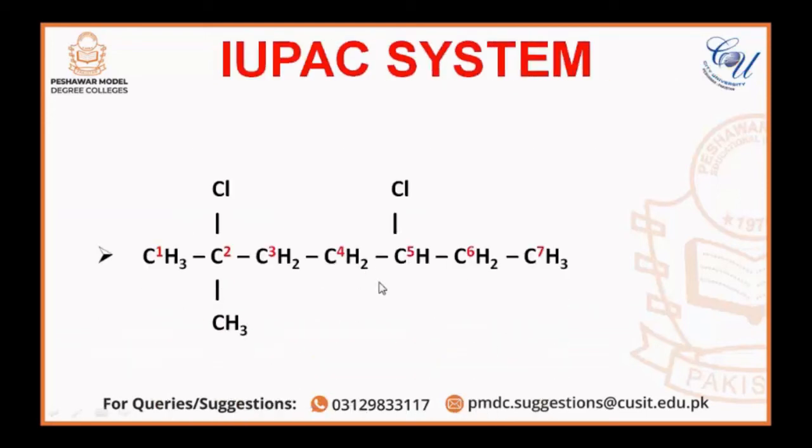Now in this chain we will first select the longest continuous carbon chain, which is holding 7 carbons. Now we are giving the numbering. Again we are giving the numbering from the left side, because on the left side the second carbon is holding 1 chlorine and 1 methyl group, which is not included in the chain. And on the 5th carbon we have chlorine. So first we will write the substituents in alphabetical order: chlorine and methyl.